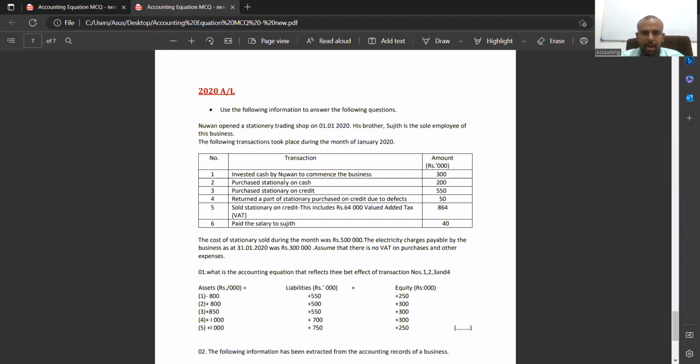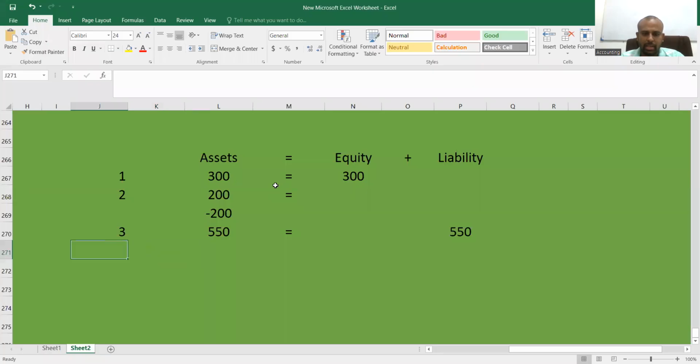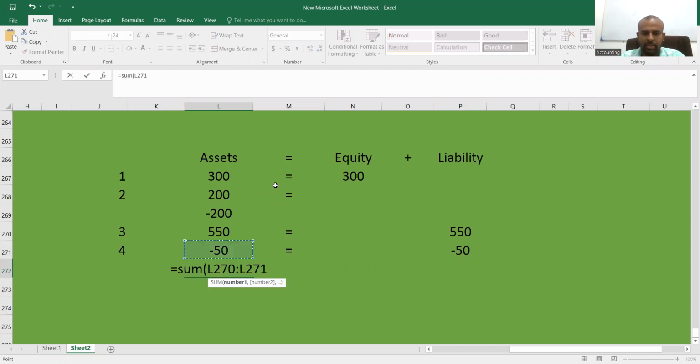Then return part of the stationery stock purchased on credit basis due to a defect, rupees 50. It is a purchases return. How would you record here? Assets decrease by 50 and liability decreases by how much? Rupees 50. Okay. They want you to identify the effect of the first 4 transactions. We recorded them already in the given equation.